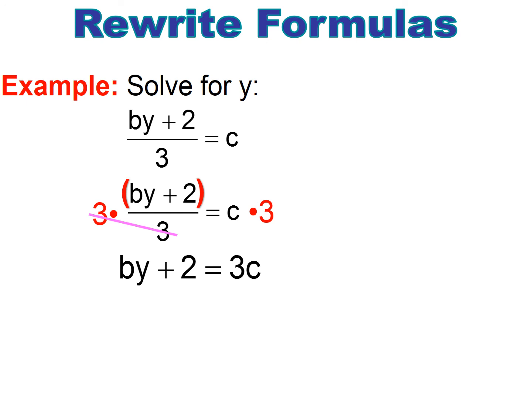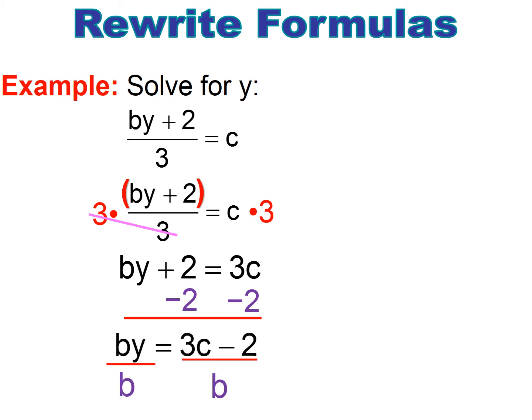And remember, when you multiply, you have to multiply to both sides. So I'm multiplying 3 to that c, and the coefficient or a number always needs to go in front of the variable. So when I rewrite that, I end up with 3c. So now I have by plus 2 equals 3c, and now I can actually solve for y. So I'm going to subtract 2 from both sides, and then you're going to divide through by that b.